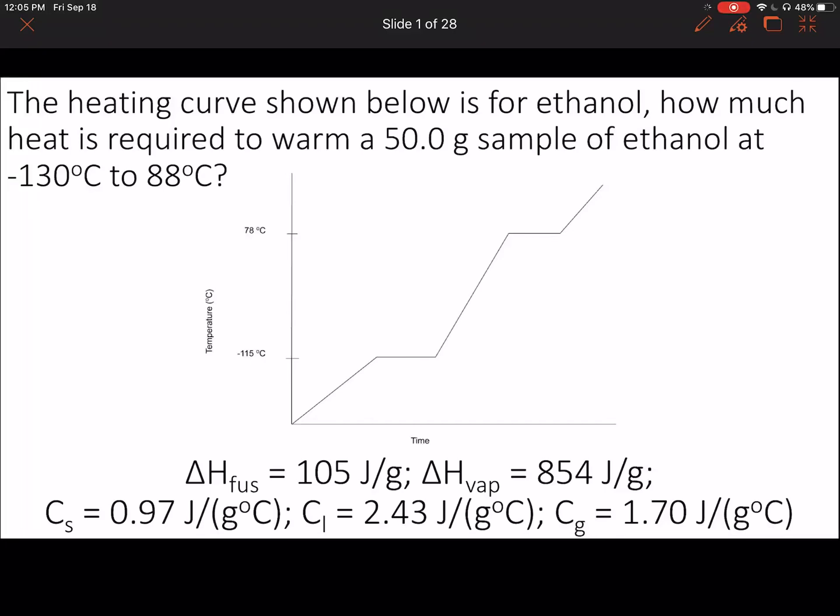All right, so this video is going to help you get through the calculations we need to do with the heating curve. And to do this, we're going to be using the following problem. The heating curve shown below is for ethanol. How much heat is required to warm a 50-gram sample of ethanol at negative 130 degrees Celsius to 88 degrees Celsius? Also at the bottom here, they've given us the heat of fusion, which we'll need, the heat of vaporization, and they've given us the three specific heats of a solid, a liquid, and a gas form of ethanol.